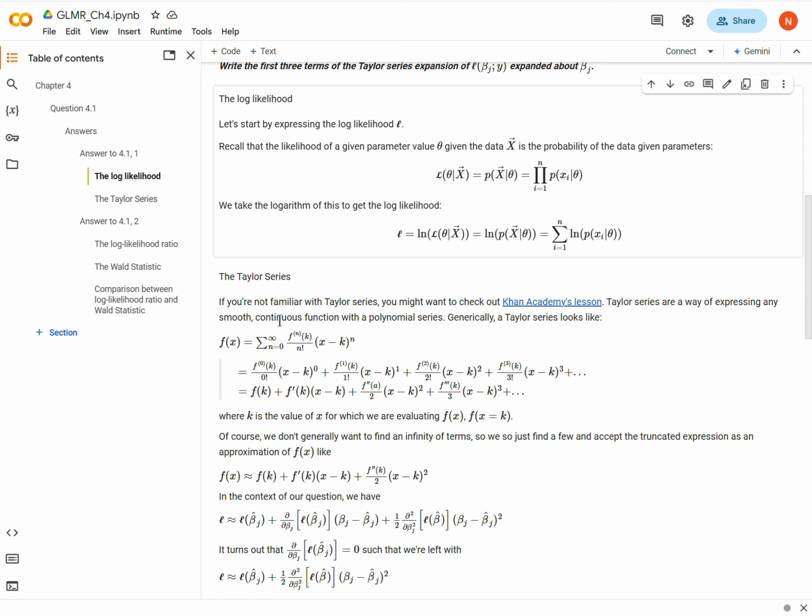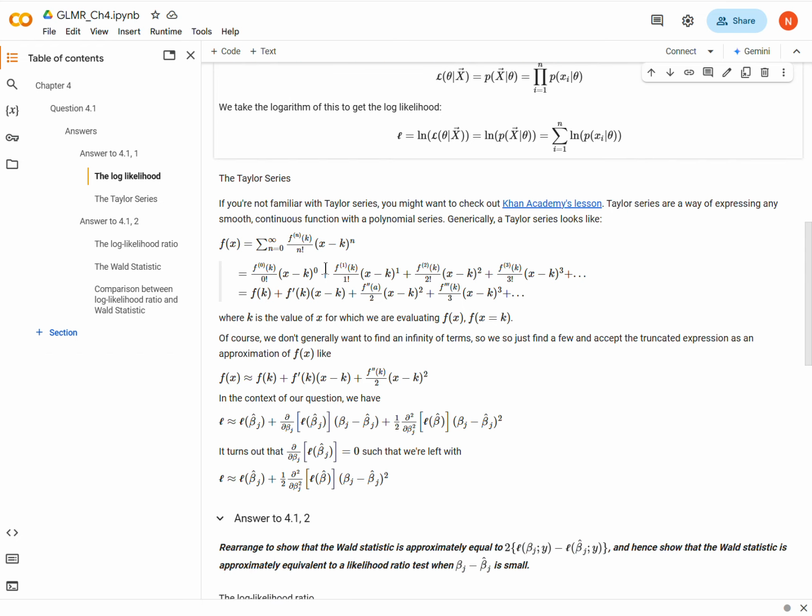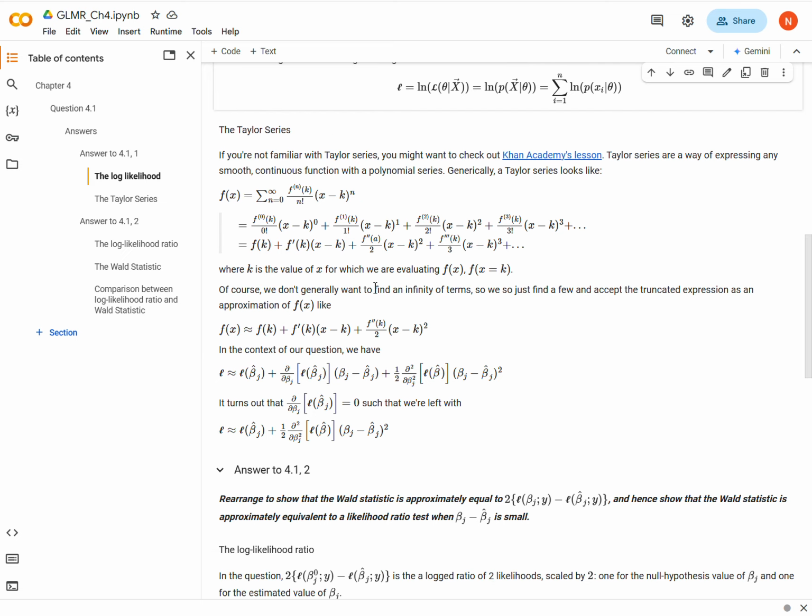Now when we get here to the Taylor series, if you're not familiar with the Taylor series, by this point you should be if you've looked at chapter 3. So I won't spend a lot of time on it. In fact, I think I'll just skip to the end. If you want a little bit of a lesson, go to Khan Academy and get a really good grip on it. I think in chapter 3 we covered the Taylor series, so I will skip that for now.